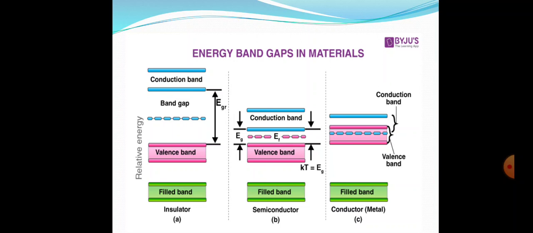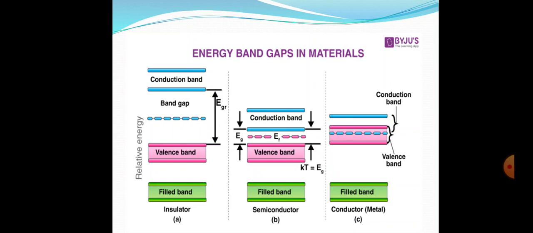Suppose we look at the energy band diagram for an insulator. The band gap between the valence band and the conduction band is huge, nearly equal to 2 electron volt.